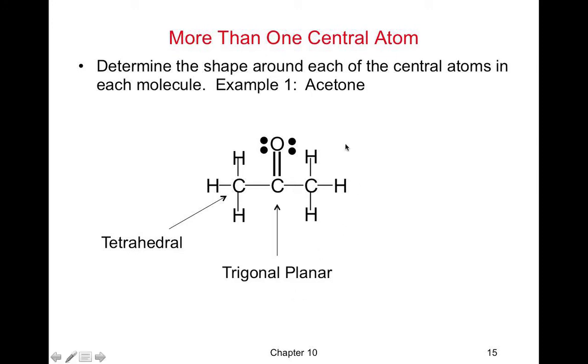And this guy on the right here again, 1, 2, 3, 4 bonded atoms, no lone pairs, so it's going to be tetrahedral for both the electron and molecular geometries. And if I look at this oxygen atom, this is not a central atom because it's only connected to one other atom, so I don't need to specify its geometry at all. Let's do one more example.